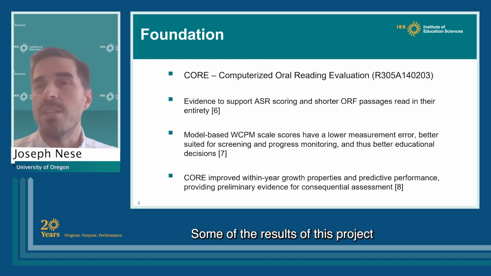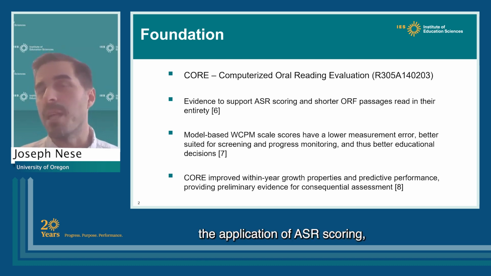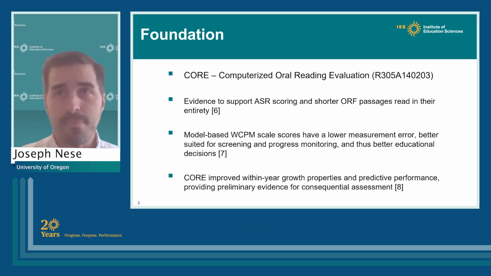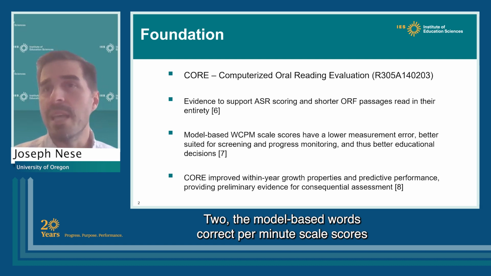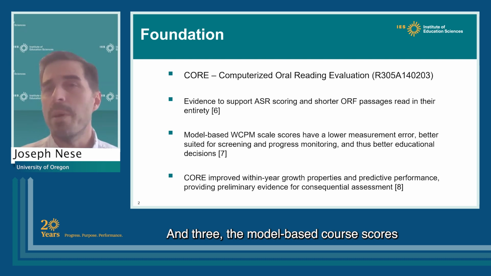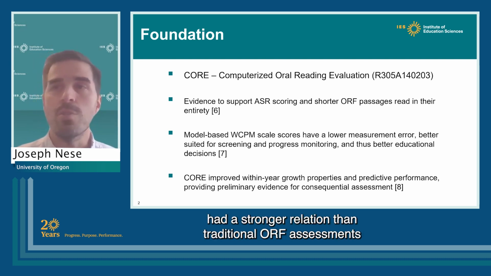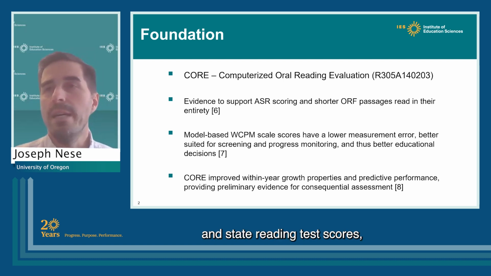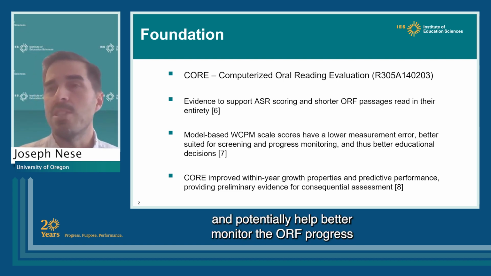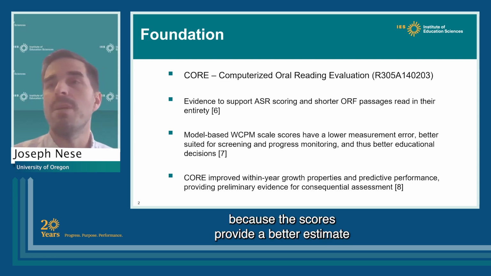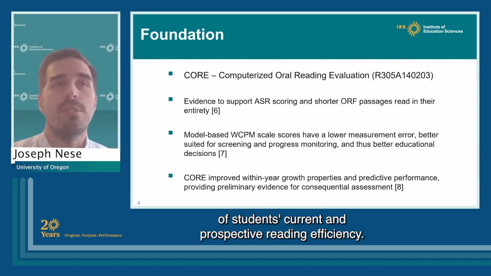Some of the results of this project include: 1, evidence to support the application of ASR scoring, as well as the use of shorter ORF passages read in their entirety. 2, the model-based words correct per minute scale scores had smaller measurement error than traditional ORF assessments. And 3, the model-based CORE scores had a stronger relation than traditional ORF assessments with important reading outcomes like comprehension and state reading test scores, suggesting that our scores can potentially better help with identifying at-risk students and better monitor the ORF progress of those at-risk students, because the scores provide a better estimate of students' current and prospective reading proficiency.